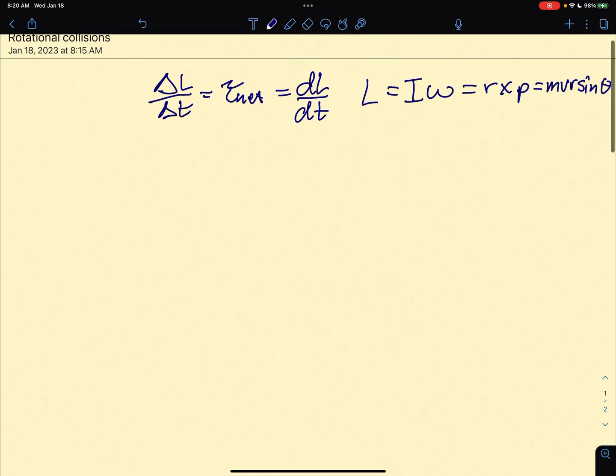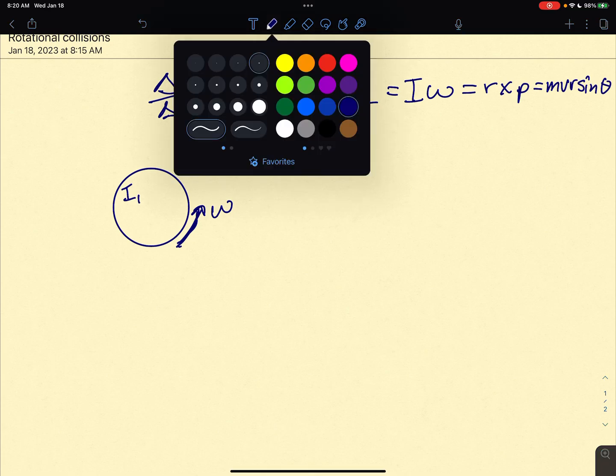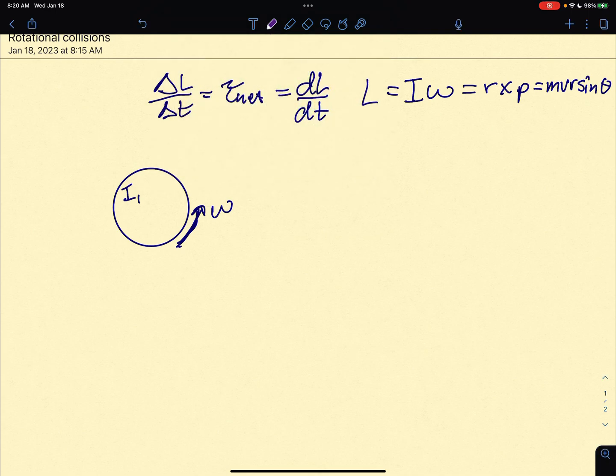So what happens if I have, say, a disk? Let me see if I can get the software to draw me a disk. Good. That's moving with some angular speed omega, and it has some known rotational inertia I. Let's call that I1, because what we're going to do is drop, let's make a purple one here.